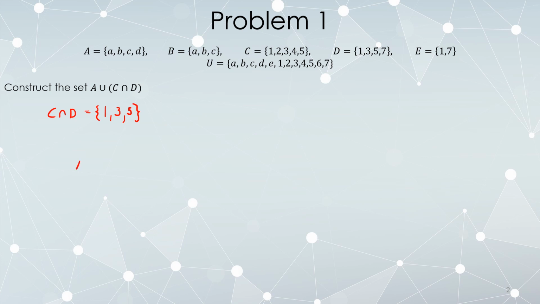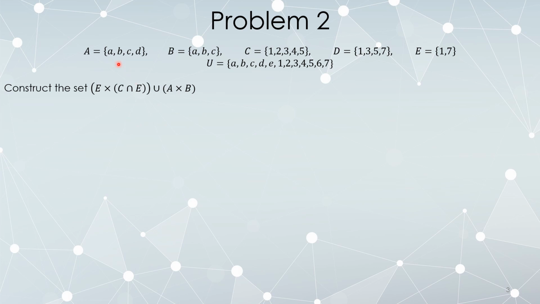Now we can go ahead and construct the union of the set we just constructed and A. And for the union, you're looking for things that are in one or the other. So we're just going to list out all the elements of A, B, C, D, and all the elements of the set we just constructed, C intersect D: 1, 3, 5. Those are the things that are either in A or are in C intersect D, and we're done.